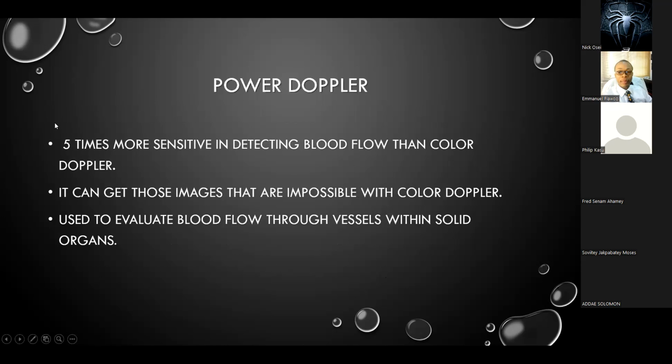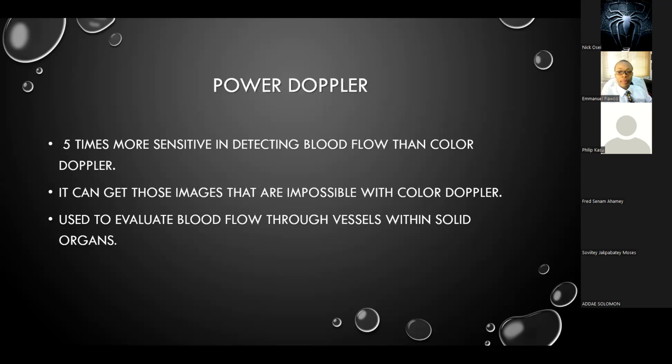Now, power Doppler. Power Doppler is roughly said to be 5 times more sensitive in detecting blood flow than the ordinary color Doppler, and it can get images that are impossible with the color Doppler. So where the color Doppler is limited, that is where the power Doppler comes in. It is used to evaluate blood flow through vessels within solid organs.